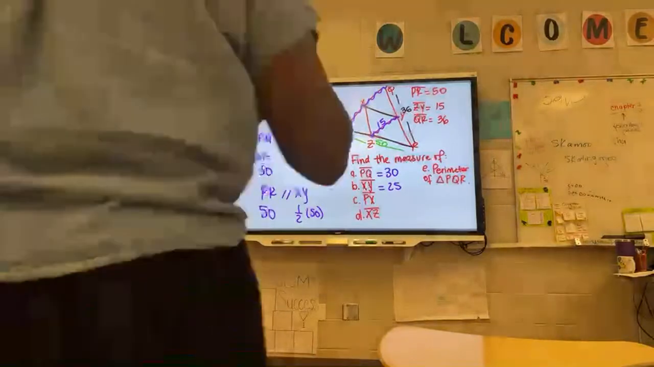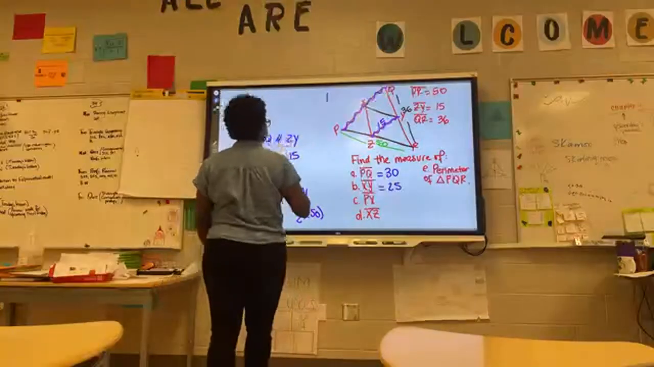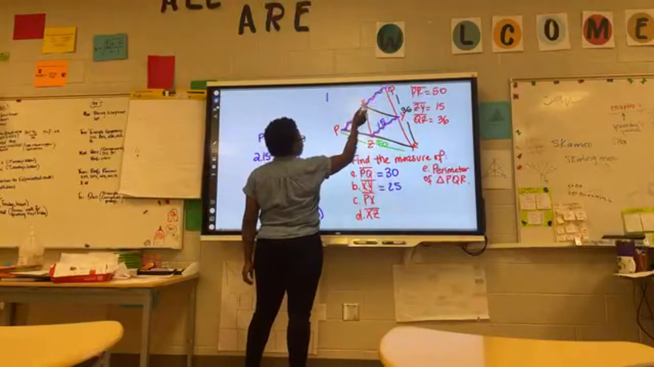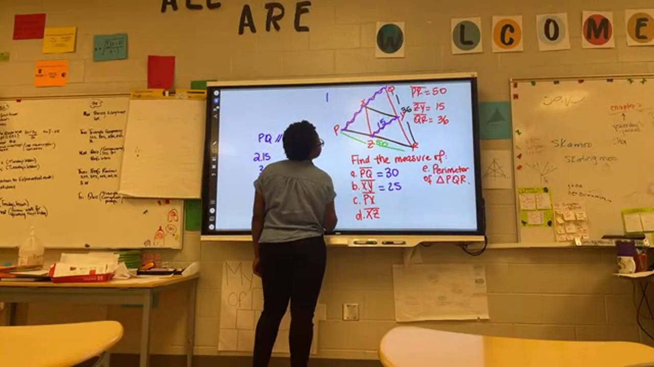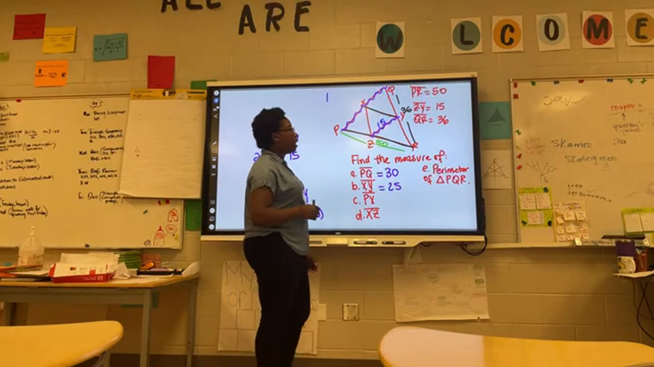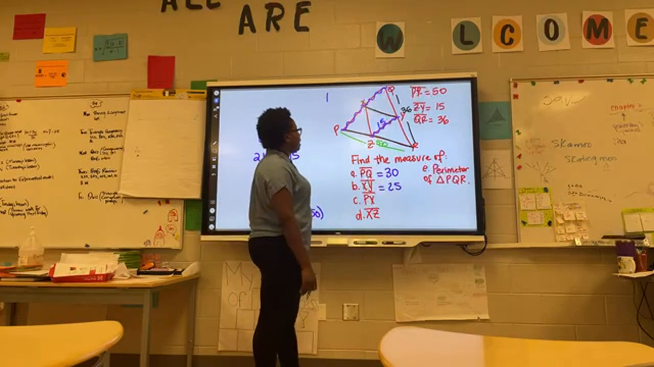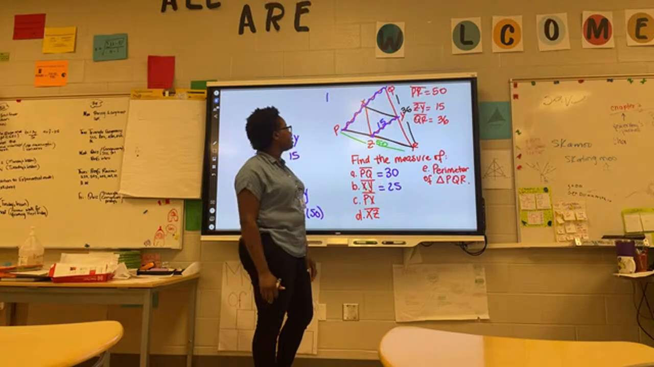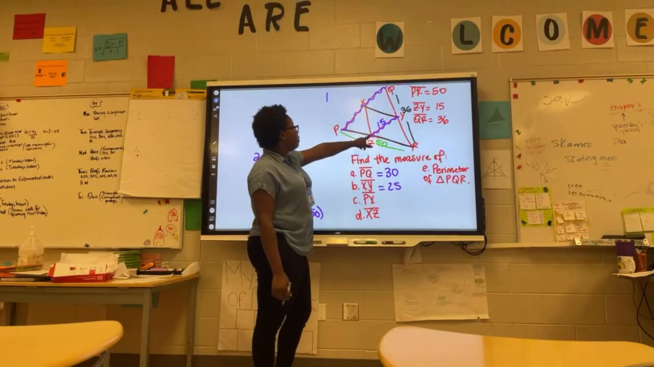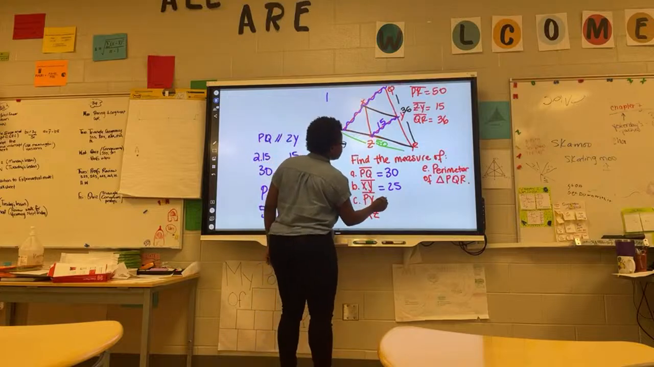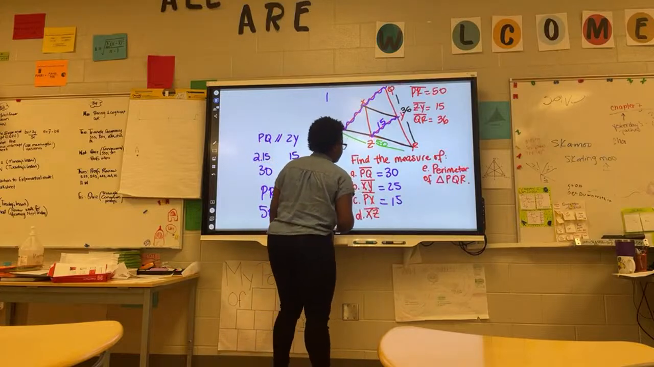Okay, it's good. Alright, so PX is the short segment right here. So PX is parallel to ZY. That means they are running along the same path. And since they are both short segments, we know that ZY is equal to PX, so PX is also equal to 15.